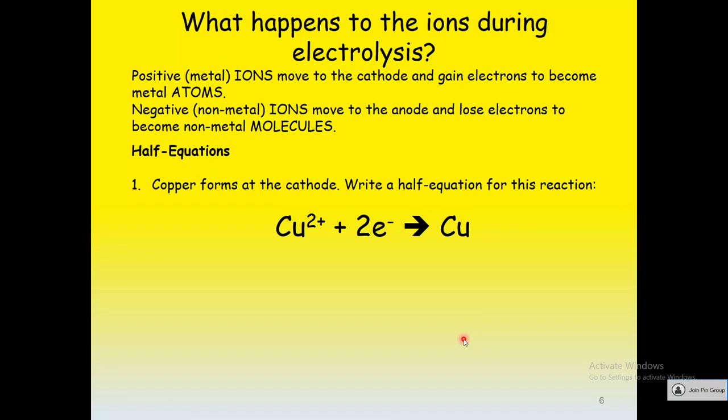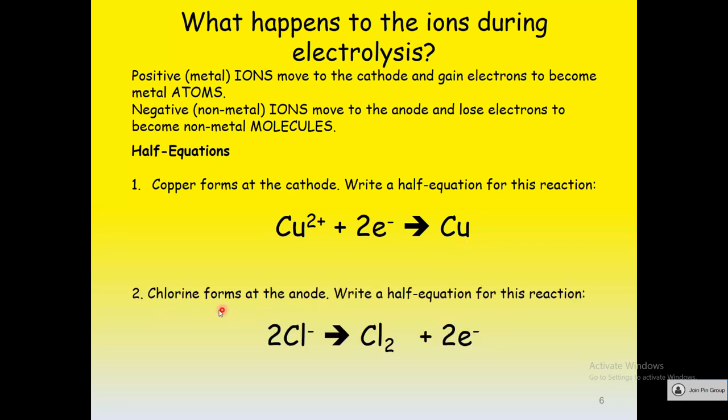We might have copper, for instance, being attracted to the cathode, copper-2 ions, and the half equation for that reaction looks like this. We've got copper-2 ions picking up some electrons to make copper atoms. And notice the charge on the copper is 2+, so it needs to pick up 2 electrons in order to become electrically neutral and form those copper atoms.